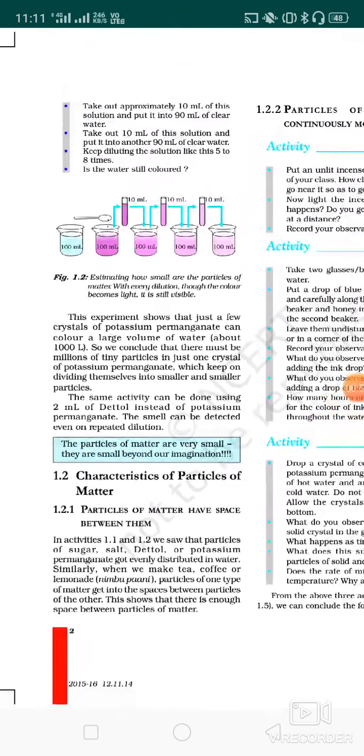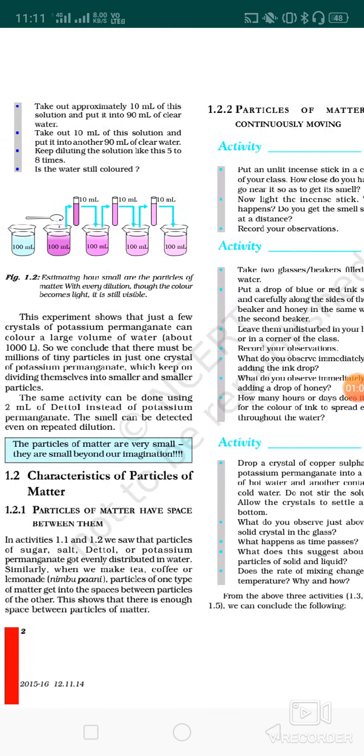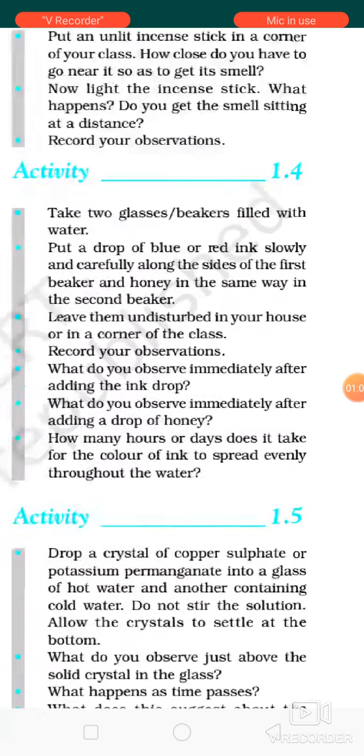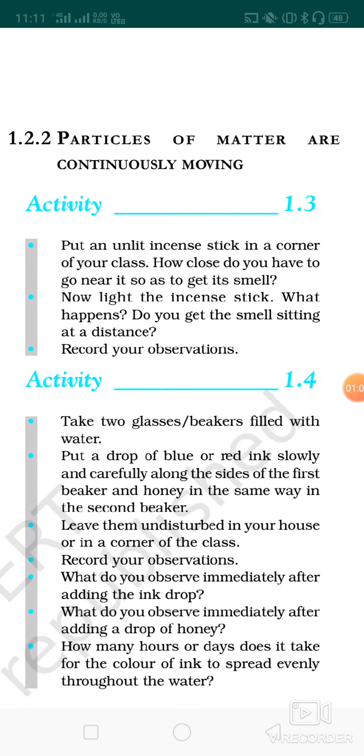हमने देखा है इससे पहले भी, when we try to dissolve salt and sugar into water, the salt and sugar particles get into the space between the particles of water. That shows the particles of matter have space between them. Next characteristic of particles is particles of matter are continuously moving.